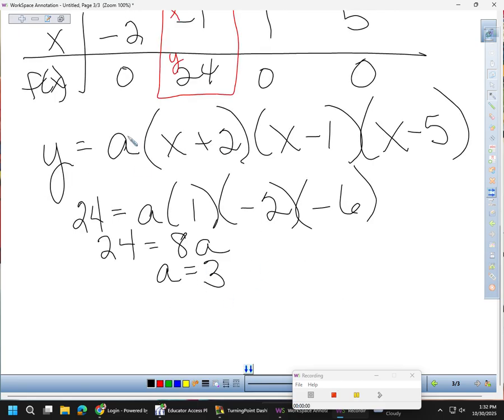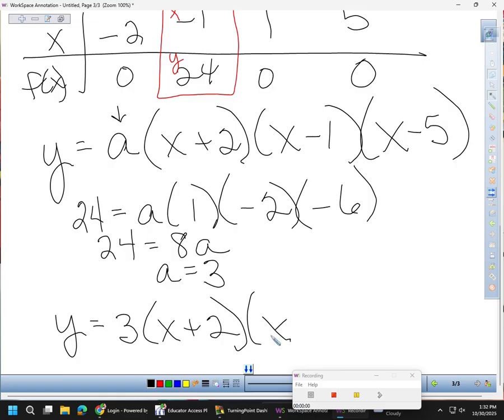So then you're going to take that back up and plug it in for a. So y equals 3 times x plus 2 times x minus 1 times x minus 5. Okay? This is what you are doing for 31. Just 31.